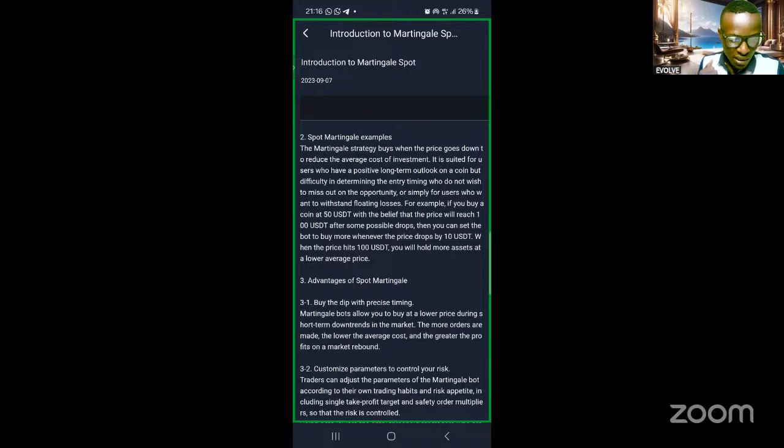So let us conclude our class today with martingale. Royalq goes ahead to tell you about spot martingale examples. The martingale strategy buys when the price goes down to reduce the average cost of the investment. It is suited for users who have a positive long outlook on the coin, but find it difficult to determine the entry timing, who do not wish to miss out on the opportunity.